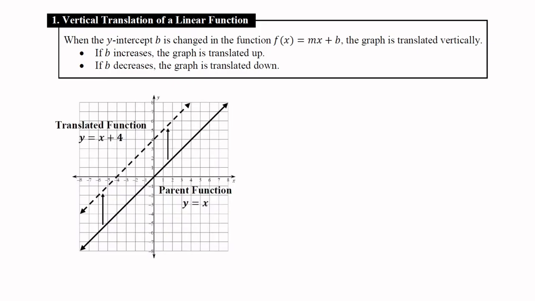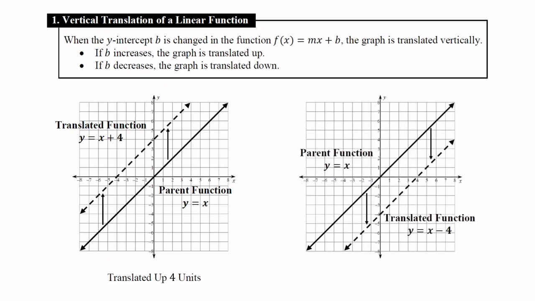So in this example, we have our parent function in the solid line and our translated function in the dashed line. Our translated function has x plus 4, so we've added 4 to x, which has caused it to translate up 4 units. In this example, we have a translated function of x minus 4. The minus 4 behind the x has translated the function down 4 units.